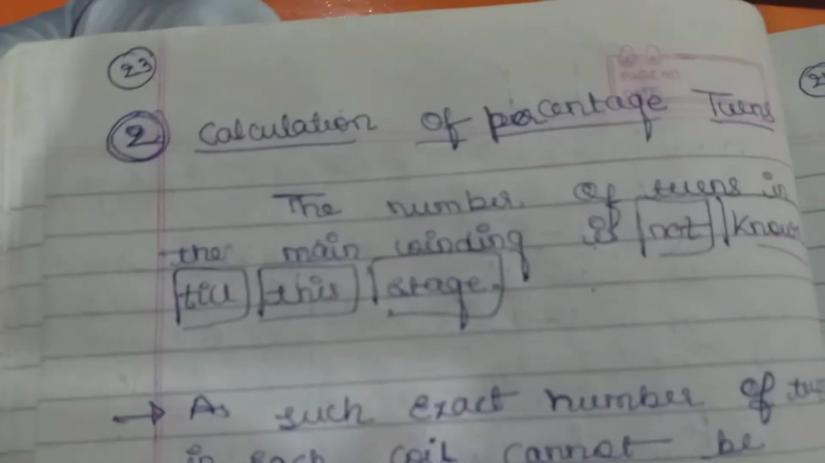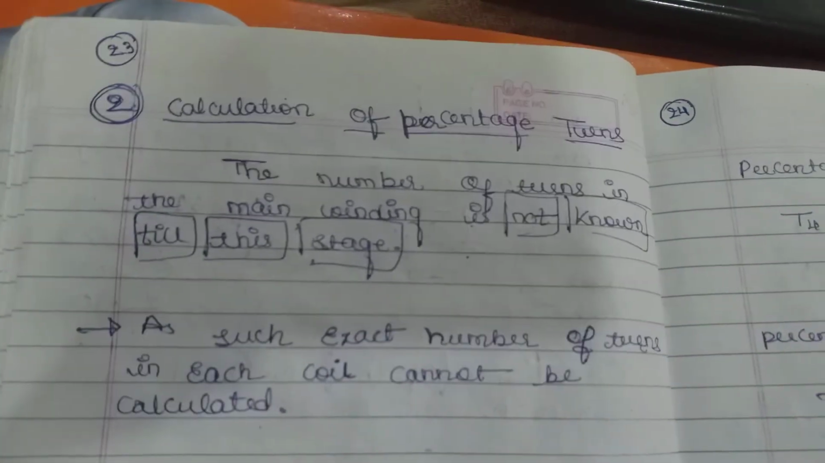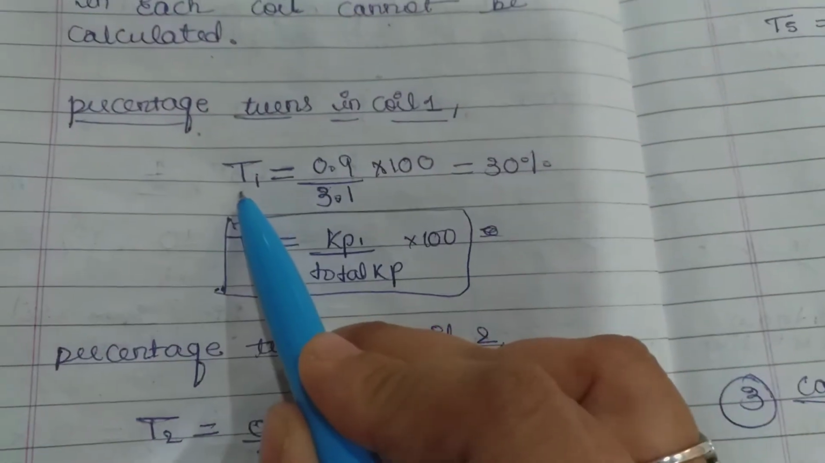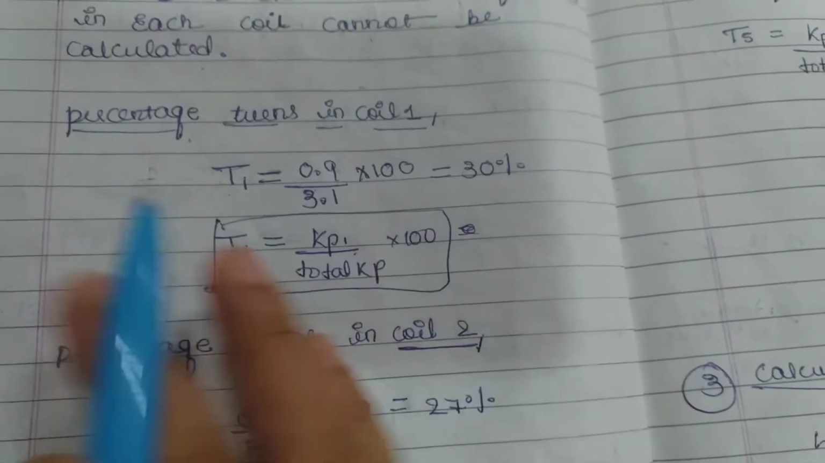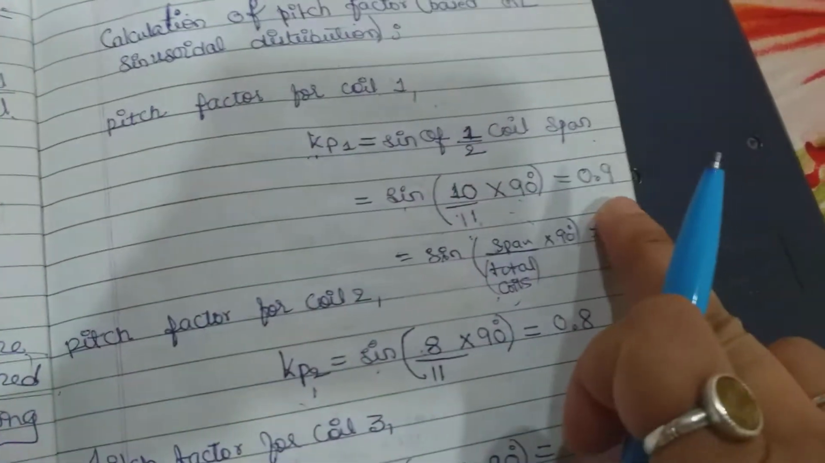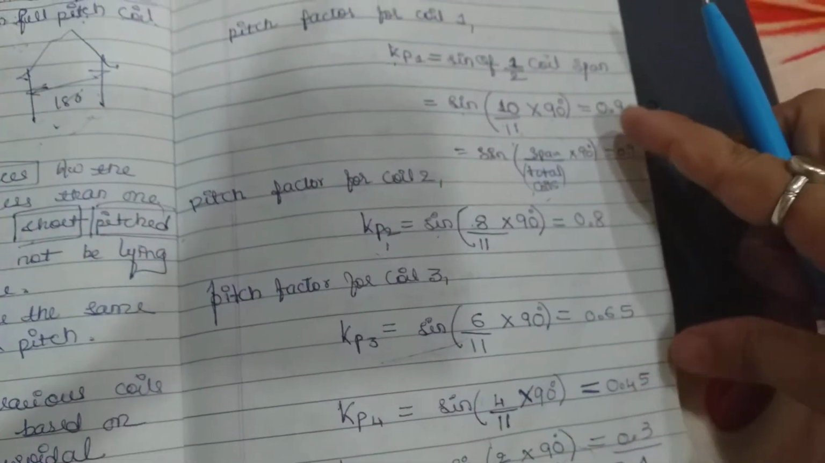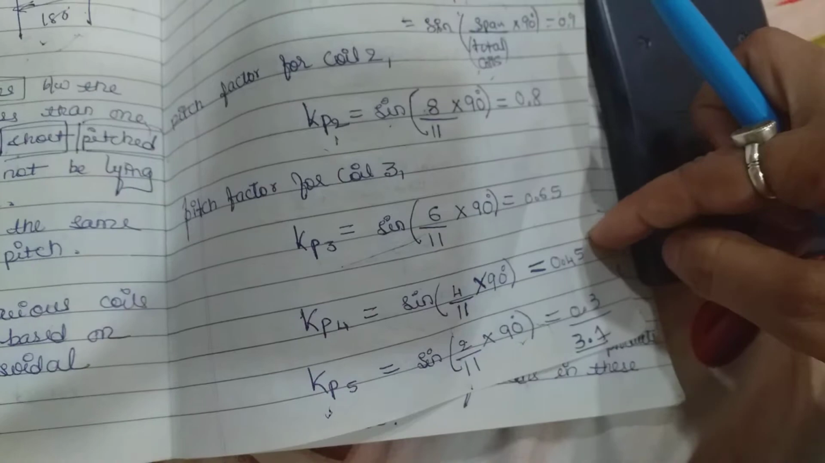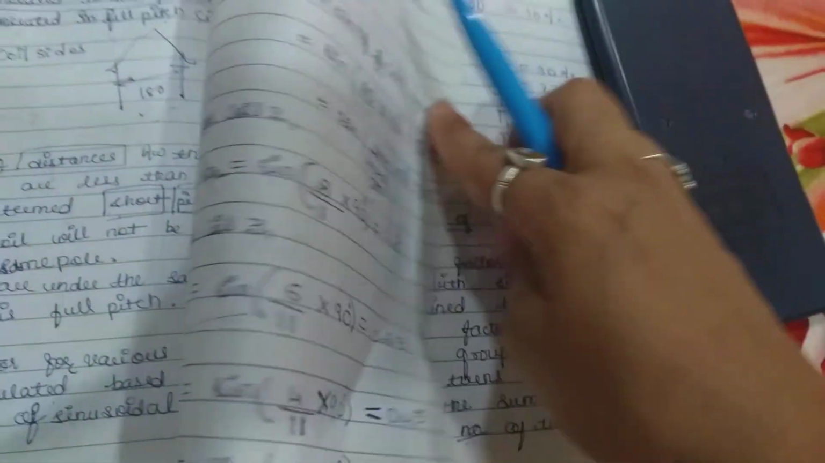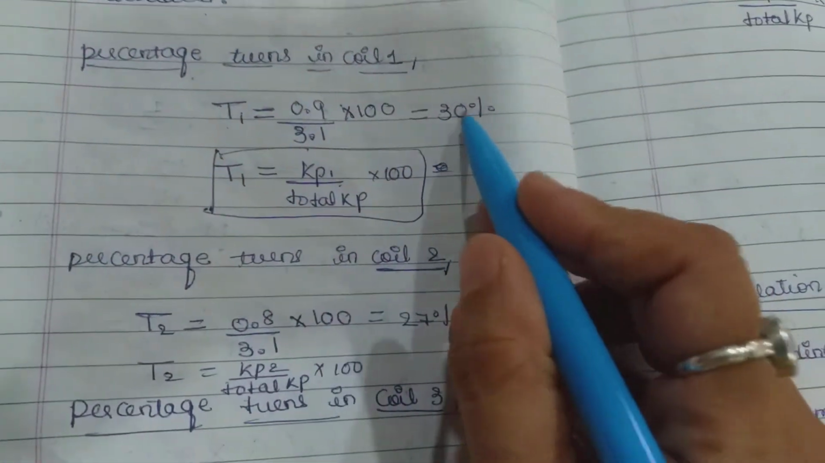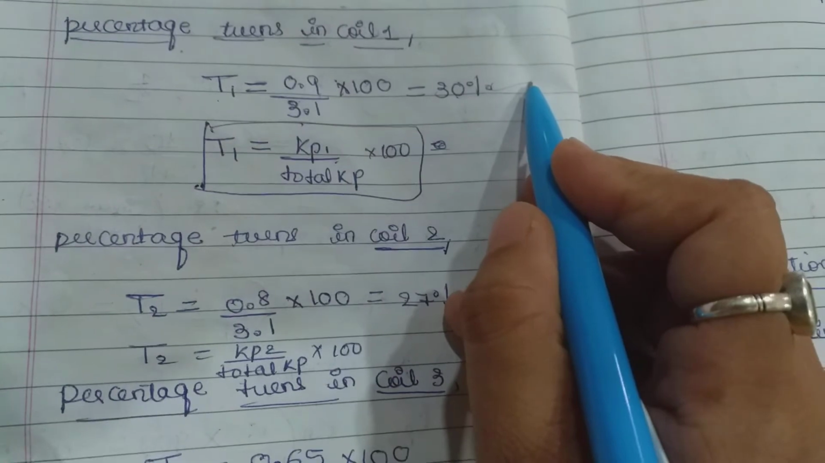Next we need to calculate the total number of turns in the main winding. So if you want to calculate it, T1 is equal to Kp1. What is the value of Kp1 we have? The Kp1 value is 0.9. So Kp1, 0.9, divided by total Kp, in the sense Kp1, Kp2, Kp3, Kp4 and Kp5, adding all the 5 Kps we are getting 3.1, into 100. That is the percentage of turns. How much are we getting? We are getting 30 percent turns.